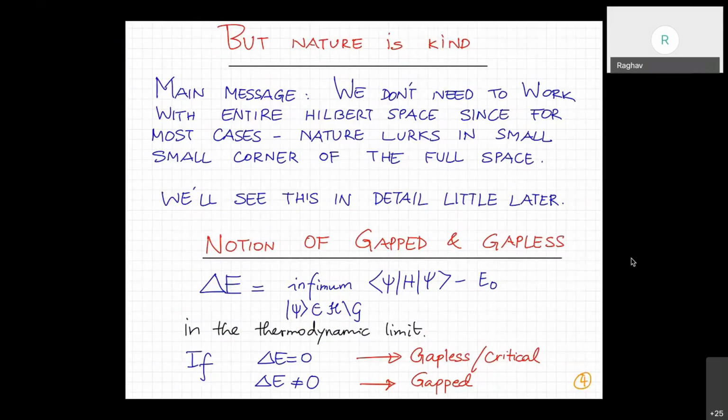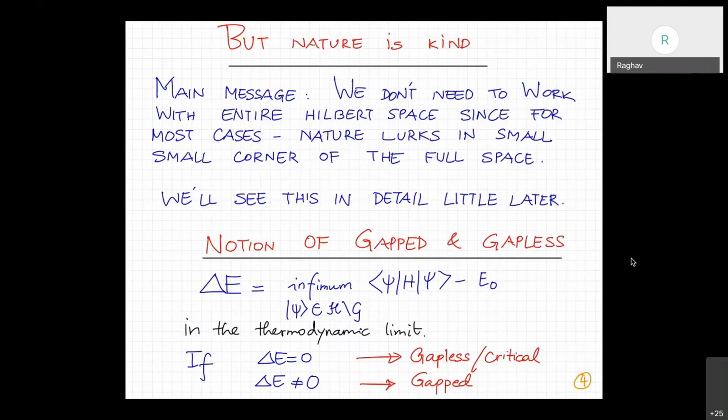So the main message here is we don't need to work with the entire Hilbert space, since for most of the cases which will be interesting to us, nature lurks in a small corner of the full space. So the physics is concentrated in a very small region of that huge Hilbert space, which we just discussed about. And we'll see this in detail later.